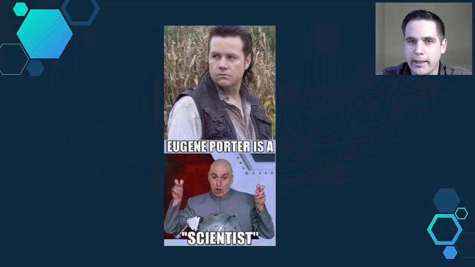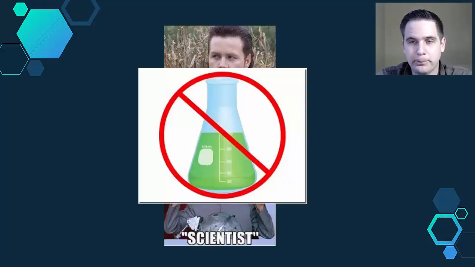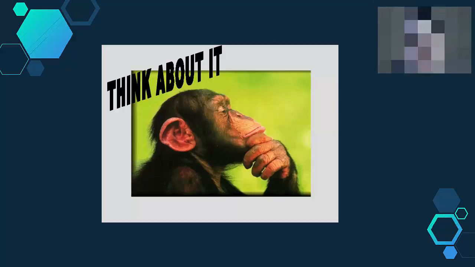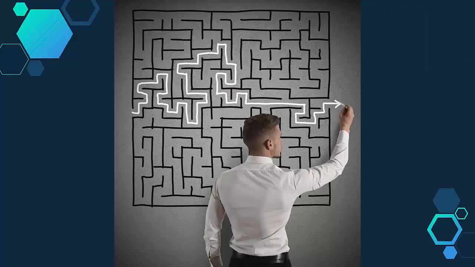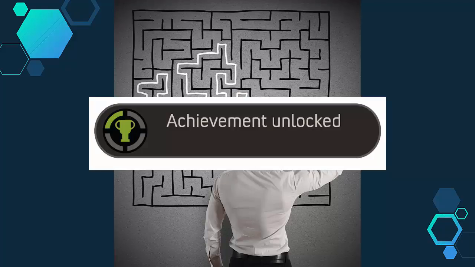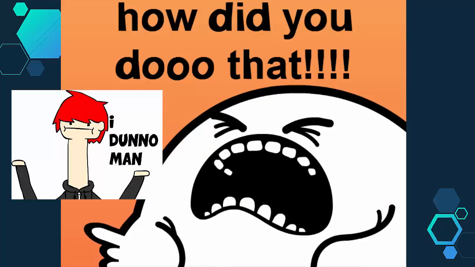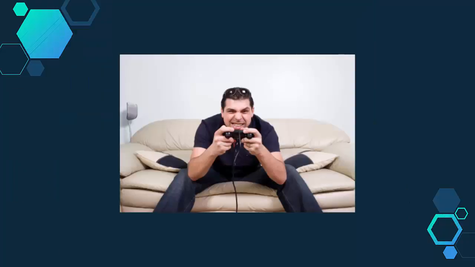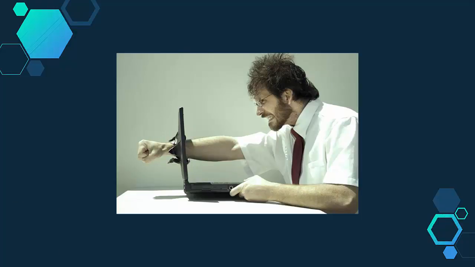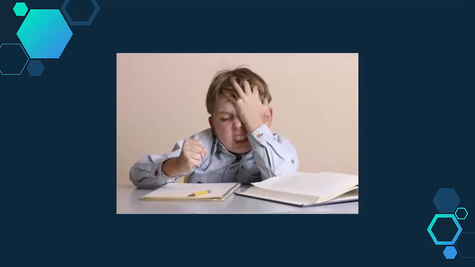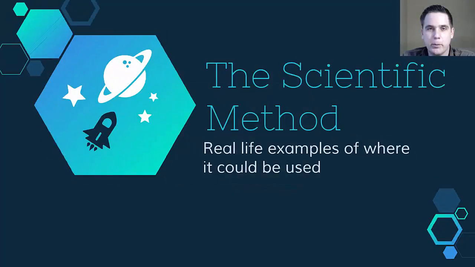So how can the scientific method be used if you're not a scientist and you're not really doing what you might think of as science experiments? Well, think about it like this. Have you ever solved a problem or achieved some difficult goal, but when asked, how did you do that, you weren't really sure why? Or maybe when you try it again, you just couldn't do it a second time and couldn't figure out why. Well, using the scientific method can help prevent situations like this from happening. So let's take a look at some examples.